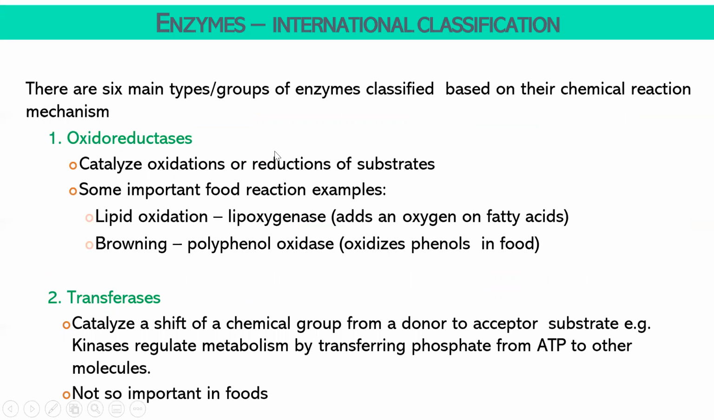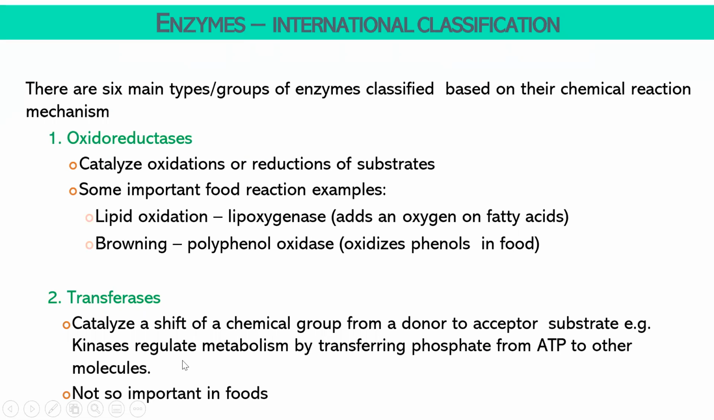So I think this is one of the last parts of this unit, where we are categorizing enzymes based on international classification. So there are 6 different types of groups. There are oxidoreductases, whose job is to catalyze oxidation or reduction. So just go by the name, oxidation, reduction of substances. Some of the examples are lipid oxidation or browning, that is, enzymes oxidizing phenols in food. So those are 2 important ones.